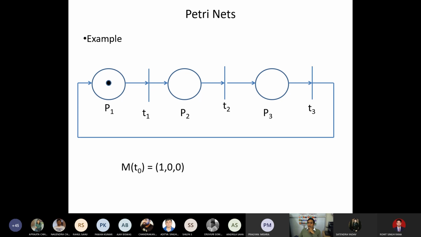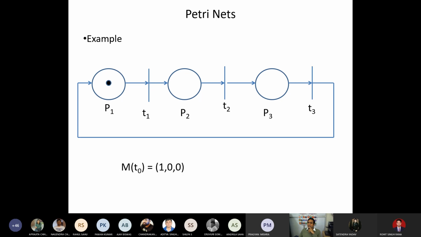Now because the input place of the T2 transition has a token, this transition will be fired. The token contained in P2 will be removed and added to P3. Thereafter, because P3 has a token for the T3 transition, T3 will be fired, and after that the token will come back to the input place P1.